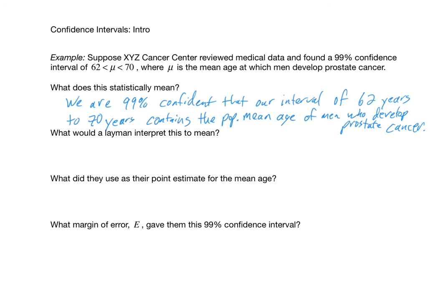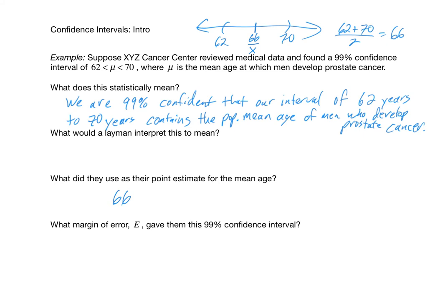So just reviewing this, the confidence interval is 62 to 70. So when they did their computations, what was their point estimate for the mean age? What was X bar? Well, recall that is the center of this interval here. To get the center, we can find the average of 62 and 70, which is 62 plus 70 divided by 2, which equals 66. So their point estimate for the mean age was 66.